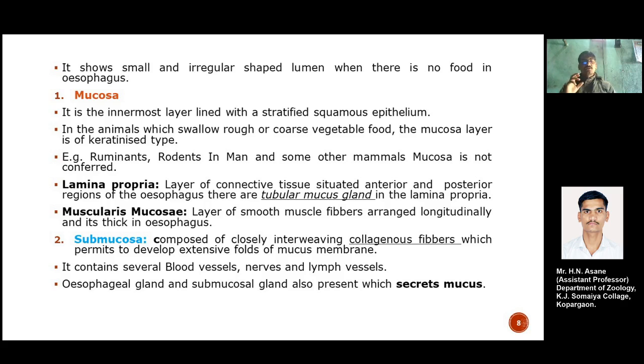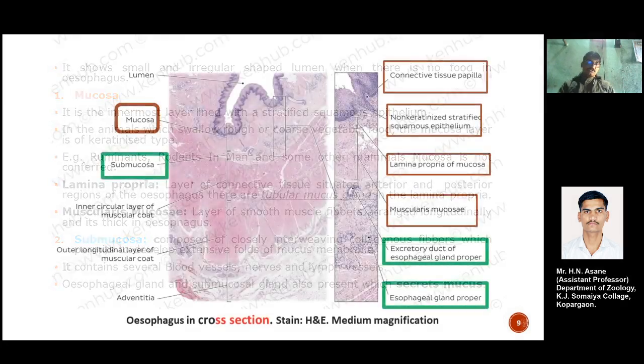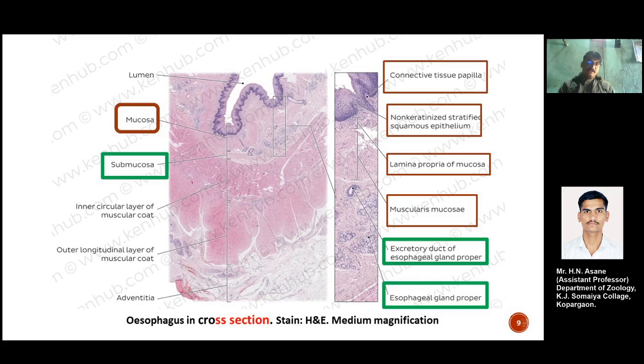The folded surfaces contain several blood vessels, nerves, and lymph vessels in the submucosal layer, and the esophageal gland and submucosal gland, which secrete mucus, are also present in the submucosal layer. So as I highlighted, the mucosa layer is in brick red color.